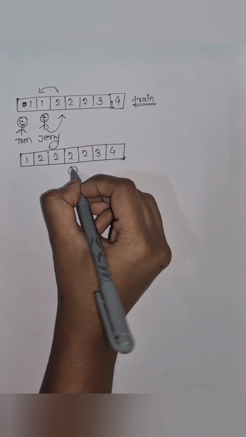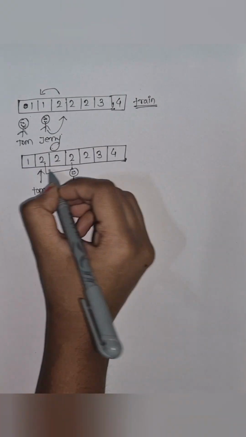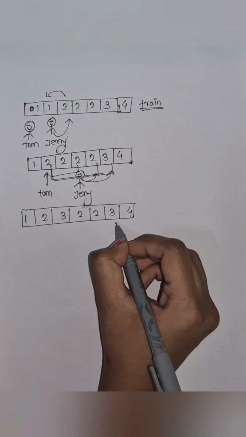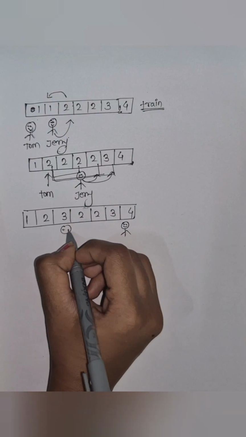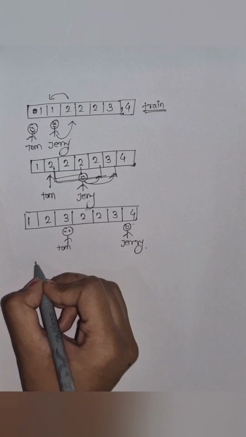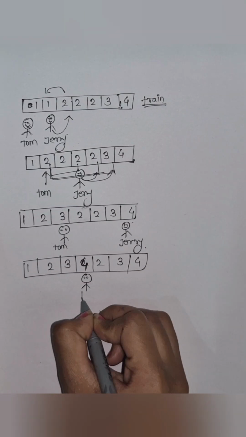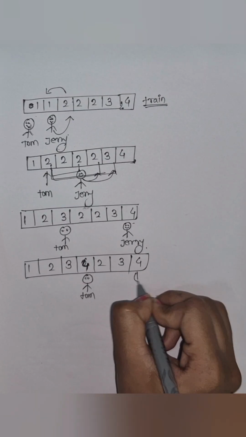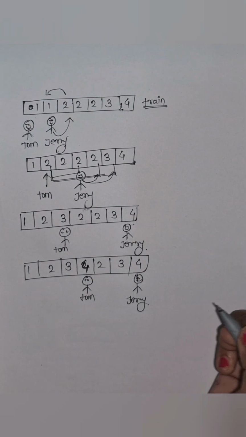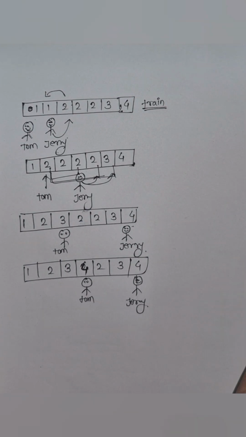Now Jerry will come here, and Tom is here. These two are same. Jerry will come here, here, and from here it will check. So 1, 2, 3. Now Jerry is here and Tom is here. These two compare, these two are different. So 1, 2, here will come 4 after replacing. Tom will come here and Jerry will come here. So what we are doing, every time Jerry finds a unique element, we are replacing that one place after Tom.